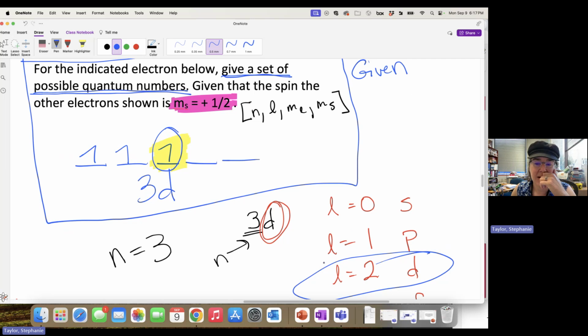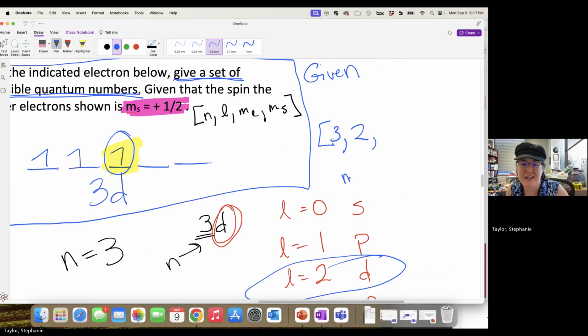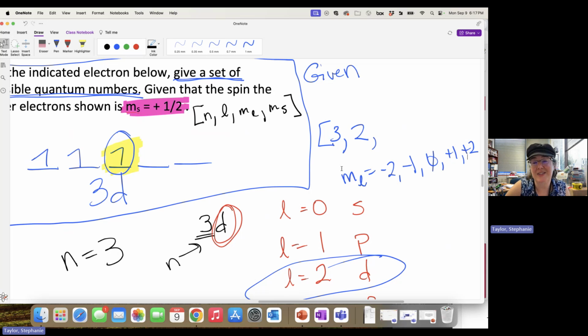Just need some help here. So that's how I knew that L is equal to 2. Then I've got my 3, I've got my 2, and because I know that L is equal to 2, M sub L could be -2, -1, 0, +1, or +2. Now, the thing is, it told me to just give one set of quantum numbers.